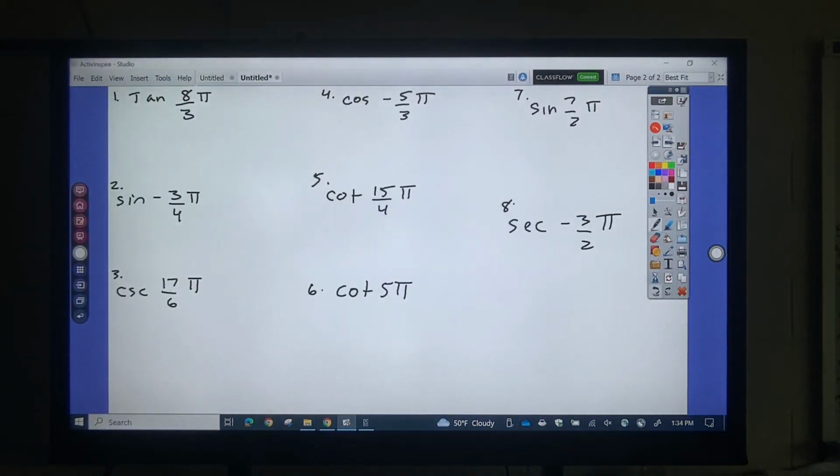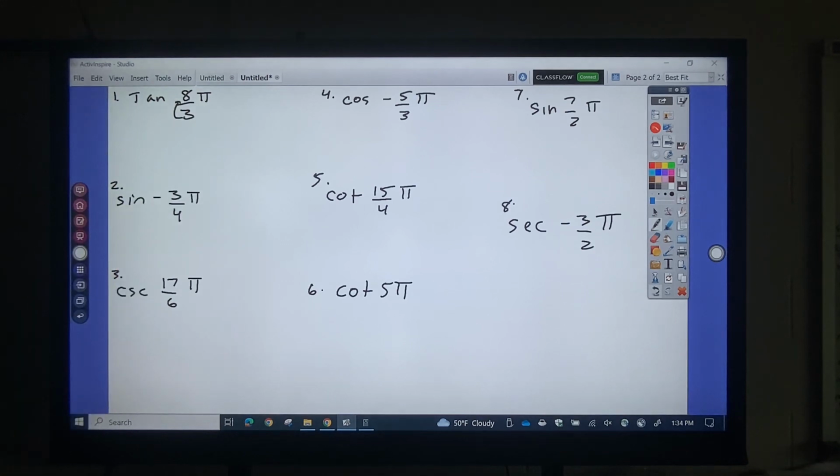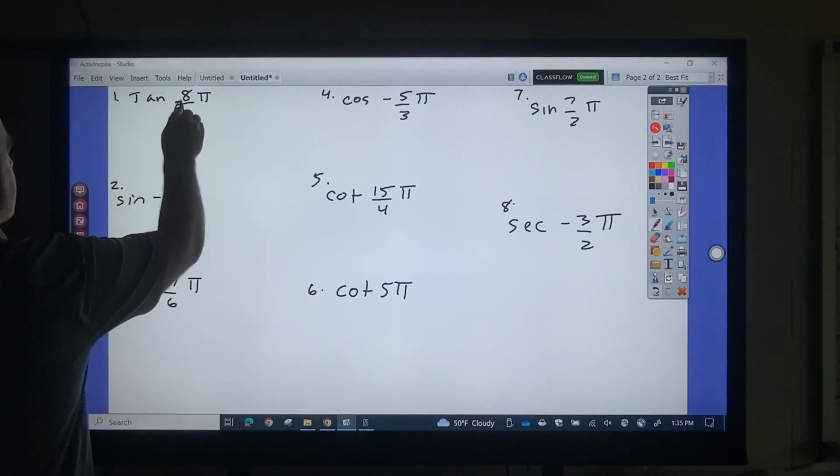Moving on to the radians. The way you check to see, it's not an issue with the negatives, that's pretty obvious, is how many times would 3 go into 8?